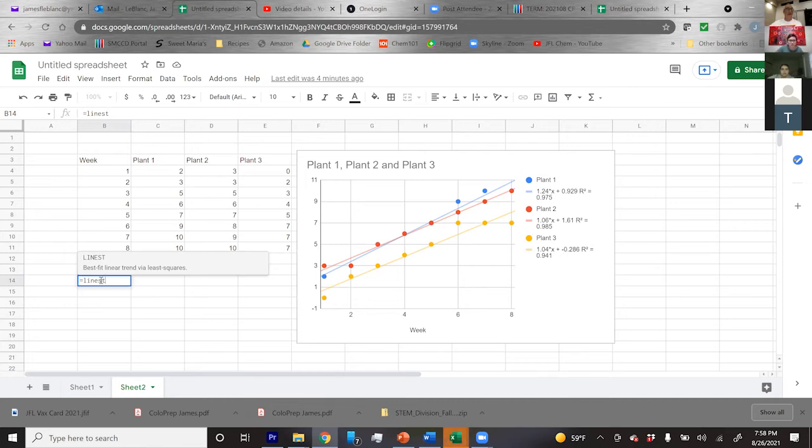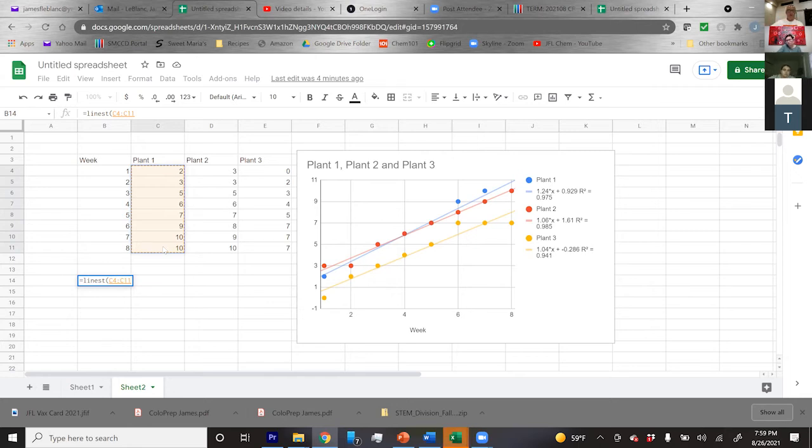Each one of these lines is already a best fit linear trend, but I'm going to change it a little bit. So I put in a bracket, and first we put in our y data. So we have to tell it where our y data is. I have to go over and physically click on the y data and then drag down to the end of it. So we're telling it the data I'm interested in fitting starts at C4 and then goes down to C11. That is all of my y data for that particular plant.